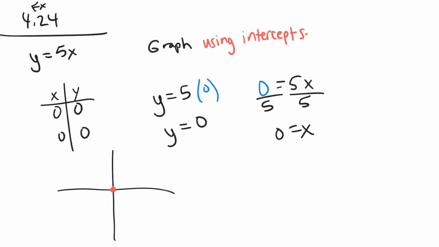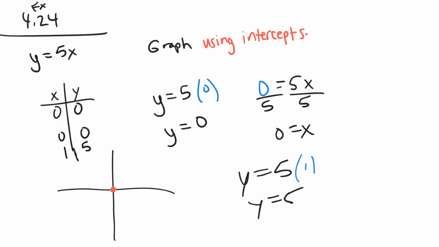So, okay, I don't have a picture of the line yet. I don't have another point to attach this to. So what I'm going to have to do is just create another one. I'm going to find another point. Let's make it really easy on ourselves and just put 1 in for x, which means y equals 5 times 1, or 5. So I found another point, (1, 5).